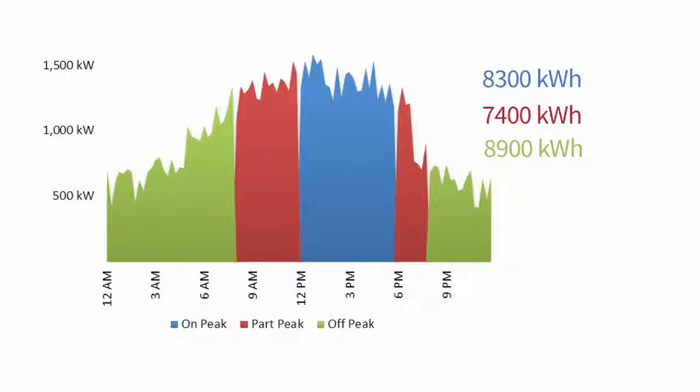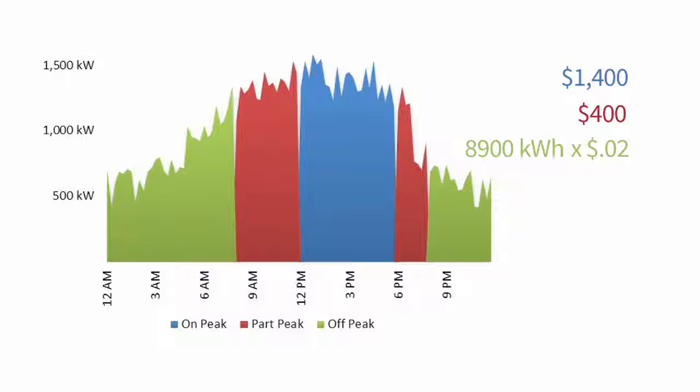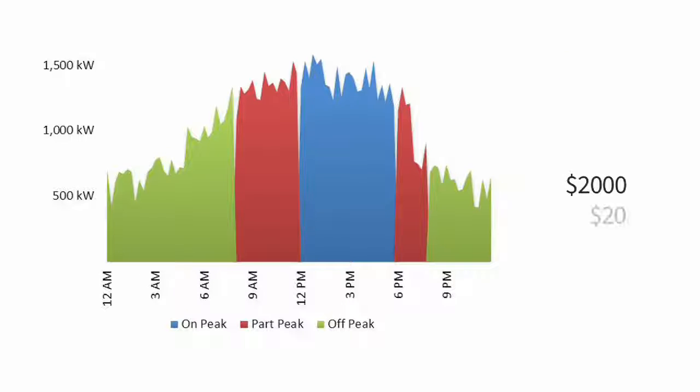To calculate the on-peak bill, we multiply 8,300 kilowatt hours by 17 cents a kilowatt hour to get $1,400. The part-peak charges are 7,400 kilowatt hours multiplied by 5 cents a kilowatt hour and total to $400. The off-peak charges are 8,900 kilowatt hours times 2 cents a kilowatt hour, which equals $200. Add all these together and our $20 customer charge for a total bill of $2,020.